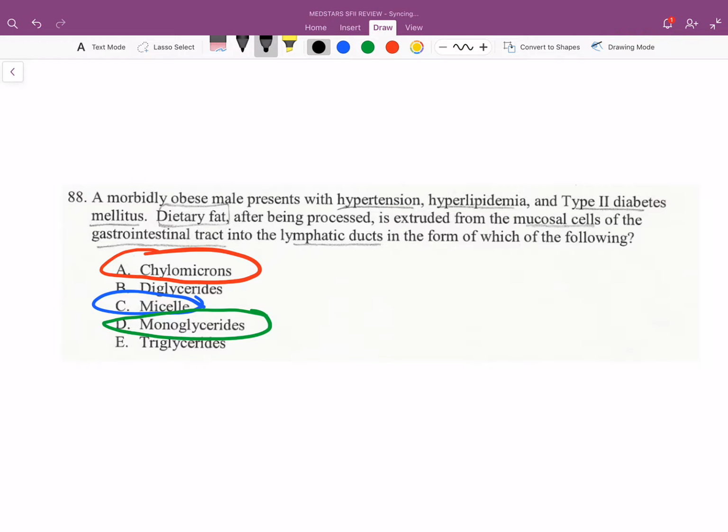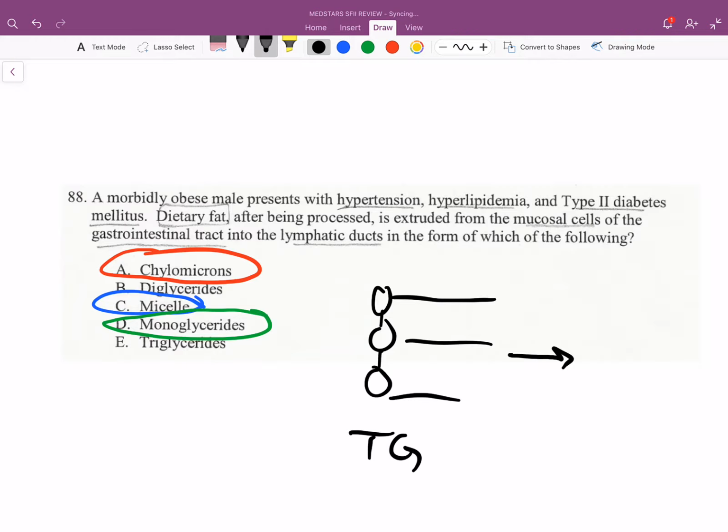We get, remember, you have the 3-carbon backbone. This triglyceride becomes a 2-monoglyceride, and then it becomes 2 free fatty acids.